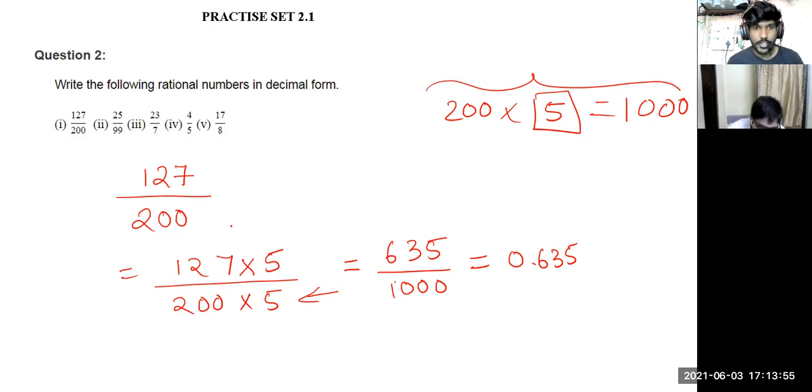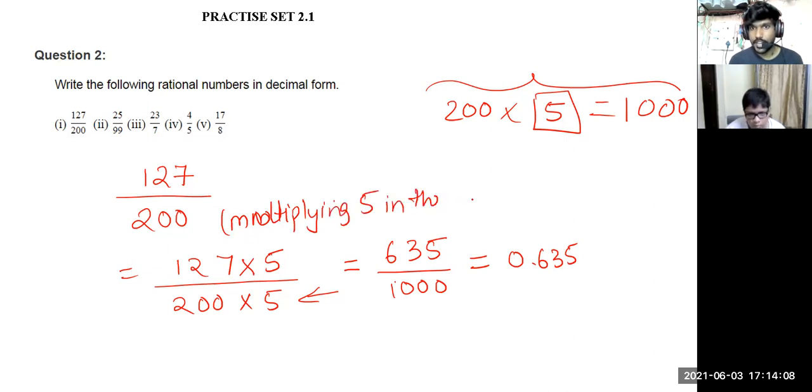Okay, and at this point, here you write, multiplying 5 in the numerator and denominator. Write the sentence, okay?